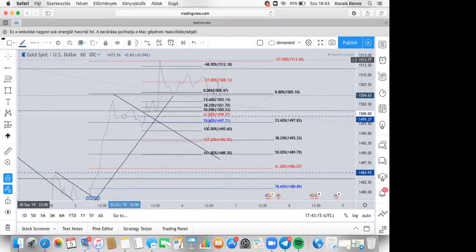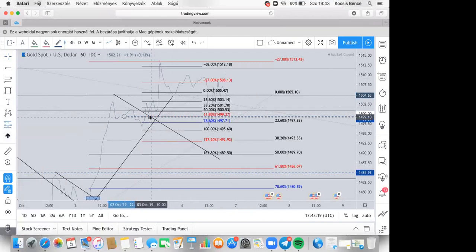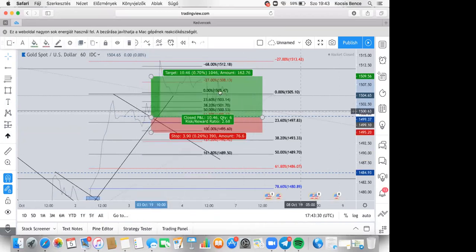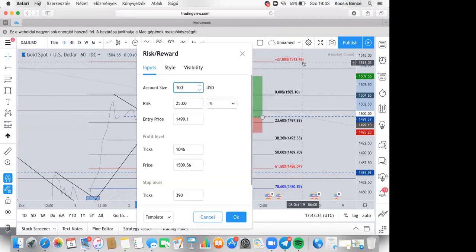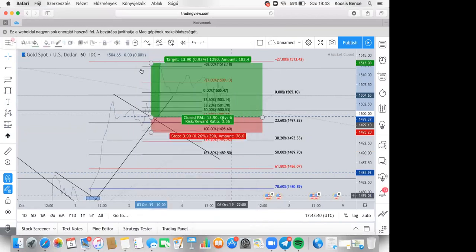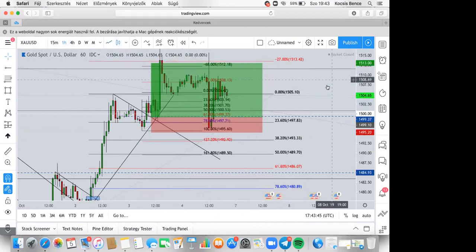This is the other chance, and it's also a strong strategic level. So long at 61.80, entry point here. Stop loss 390, and we use the previous Fibo minus 27 for the target. So it's 1,513. Profit 13. Boom.